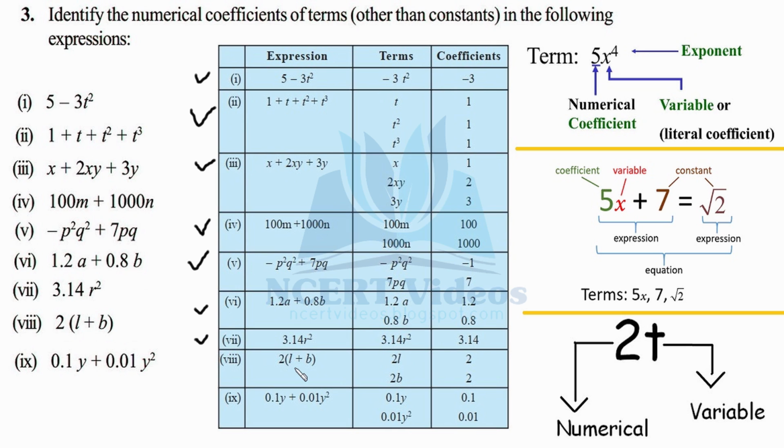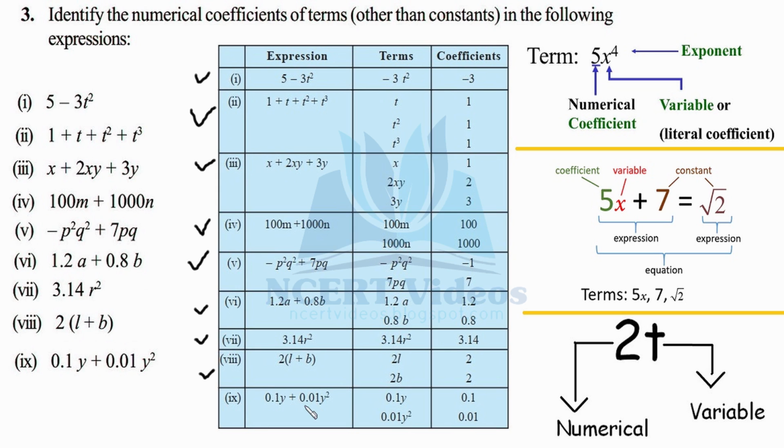Here, twice of L plus B. Well, it is the formula of the perimeter of a rectangle. So first of all, we'll have to open it because it is not solved. So 2L plus 2B, we get 2 terms. The numerical coefficient is 2, here again 2. So writing 2 and 2.